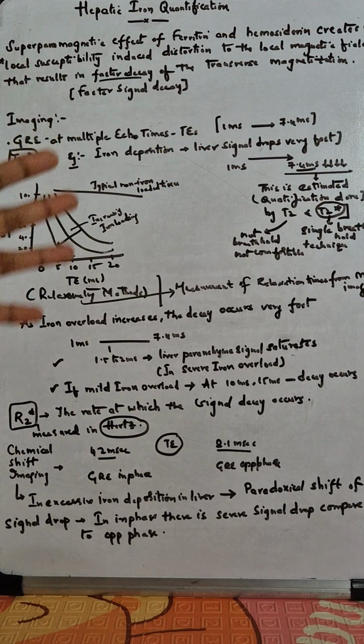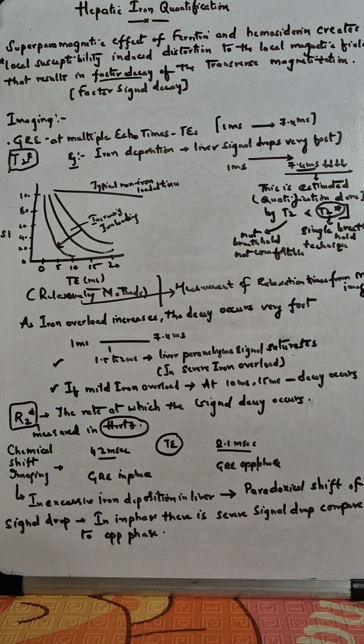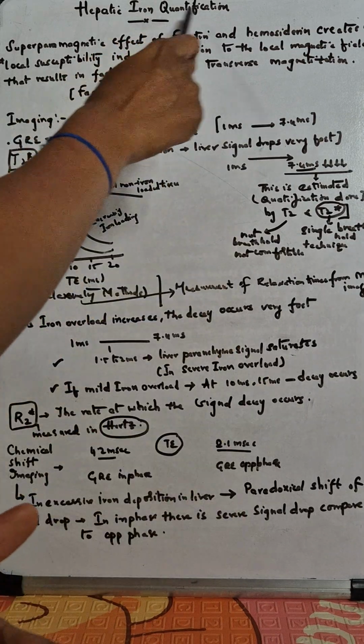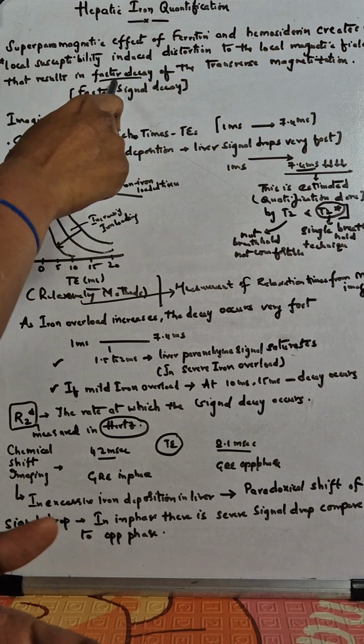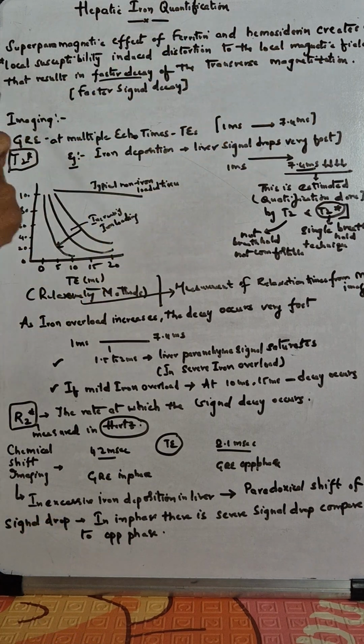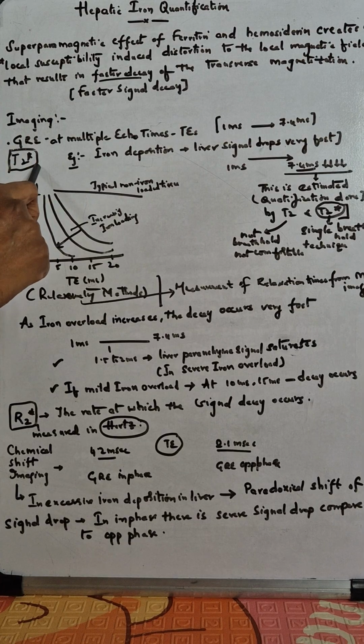Transverse magnetization, T2 star, everything you have to go and see in my previous videos. If you understand that concept only, then you'll understand this. So this causes distortion of the local magnetic field, leading to faster decay of the transverse magnetization. Coming to imaging, we have gradient recalled echo sequences, which are mainly used in T2 star imaging.